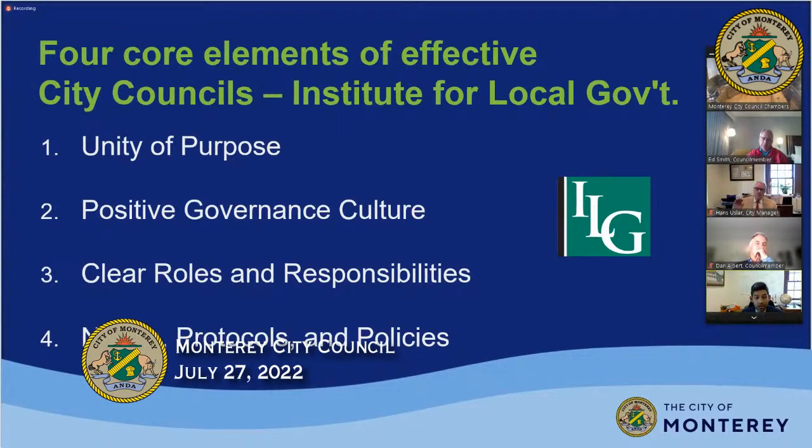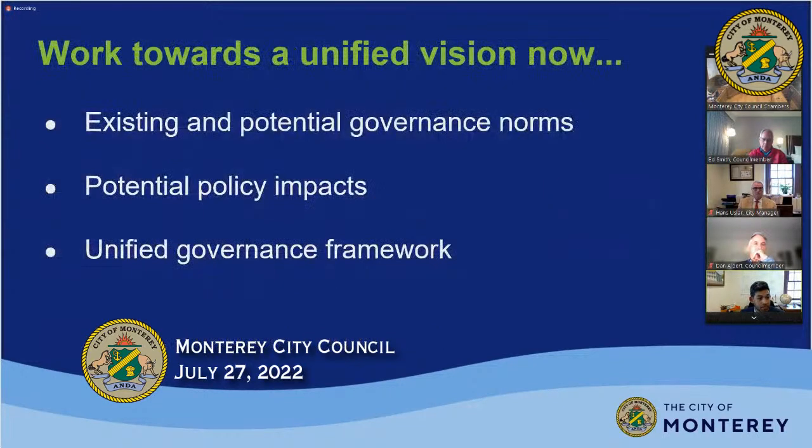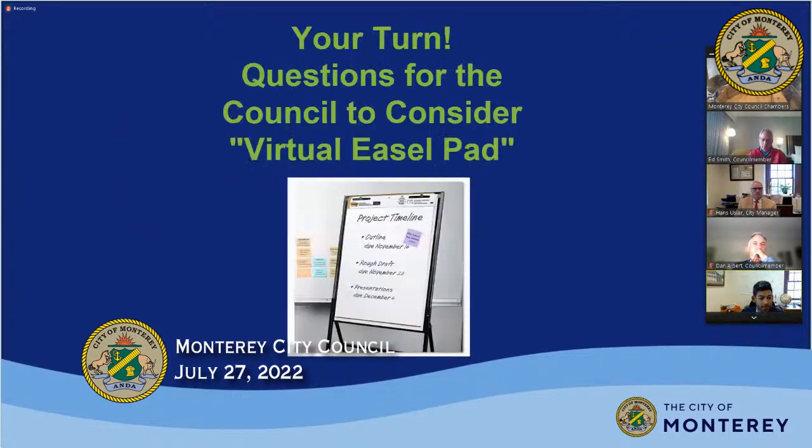I think City Manager Hans Uslar and myself, and our exec team, we would argue that our council has all four of these. The question is, how do we continue to have this as we transition to district-based elections? And as we work towards that unified vision, reviewing what those existing and potential governance norms look like, what the potential policy impacts look like, and then what does this unified governance framework look like? And when we say unified, it goes back to this mutually Monterey concept.